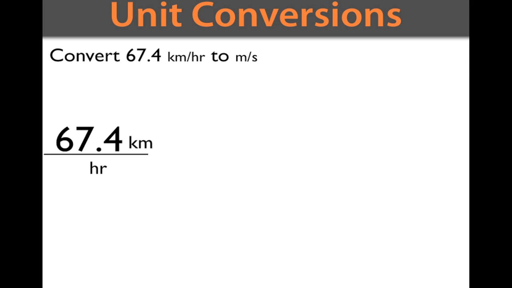So I'll sometimes put the hours right below in a fraction. Now, we want the kilometers to cancel off. Notice how we have kilometers on our 67.4 and our answer is supposed to have meters up there. So we need to cancel that off. So we have kilometers at the bottom and we're hopefully trying to get meters. So we put meters at the top.